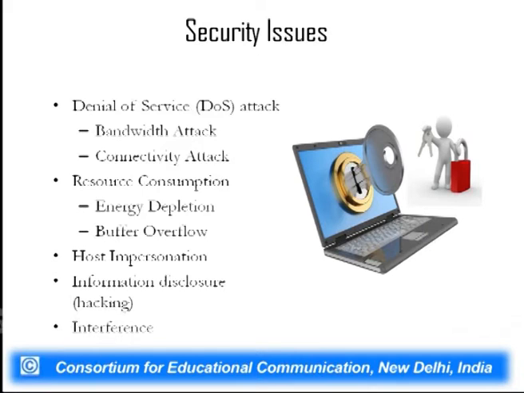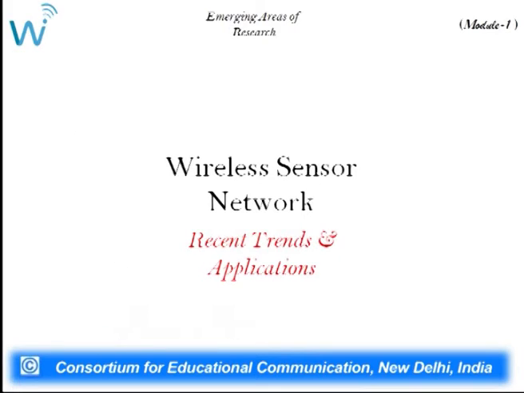And interference, this is a physical layer issue in which the transmissions happening in bits and bytes might interfere with each other, thereby corrupting the whole communication. Now this is the introductory part.